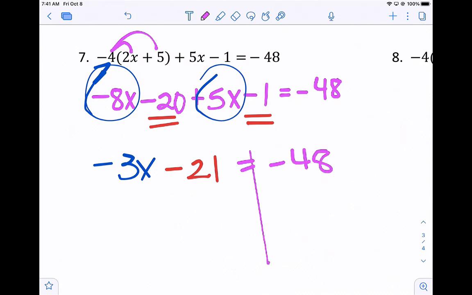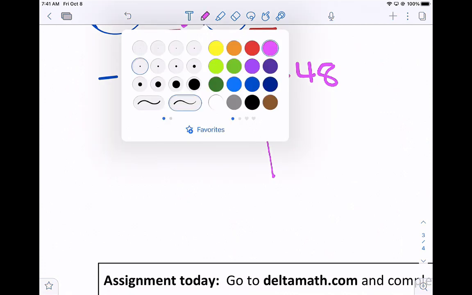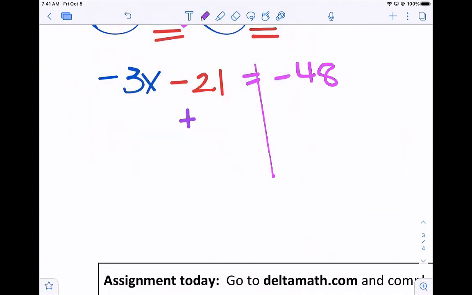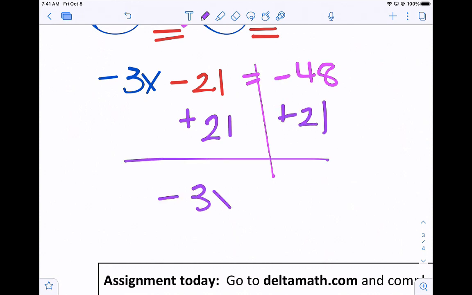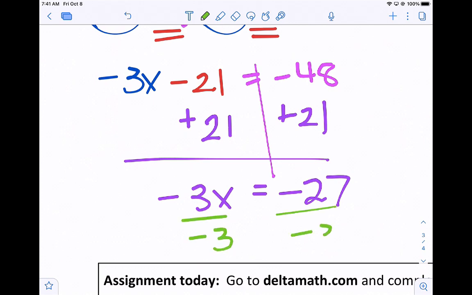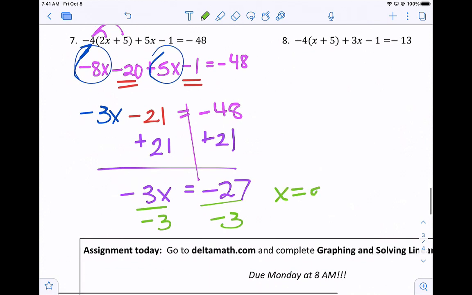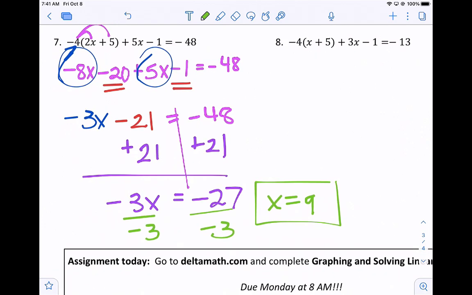And then we solve like the previous two problems. So we'll add 21 to each side. We'll get negative 3x equals negative 27. And then to get rid of the negative 3, we'll divide each side by negative 3. And when we do that, we'll get our answer x equals 9. So in this example, again, we distribute. That was the added extra step, and then combine like terms, and then we'll solve. Let's try one more of those.